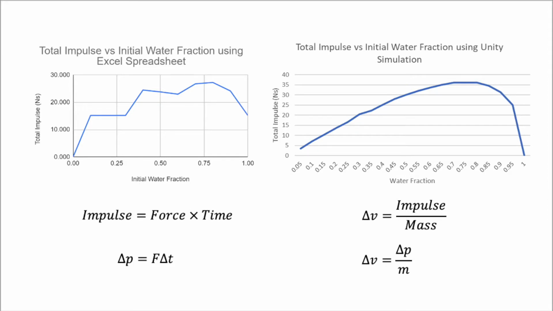Impulse is a term that quantifies the overall effect of a force acting over a time, found by multiplying force by time. Therefore, we have to decide using simulation and spreadsheet analysis which water fraction would generate an appropriate amount of thrust over time while not making the rocket too heavy.